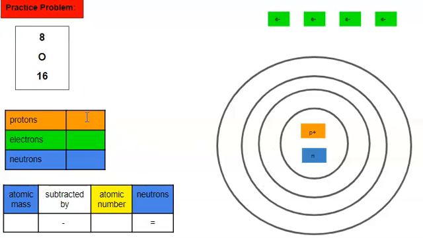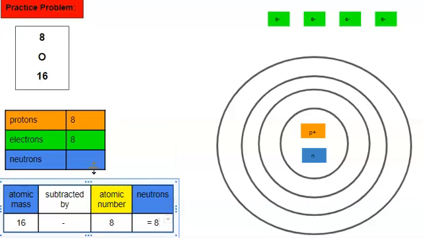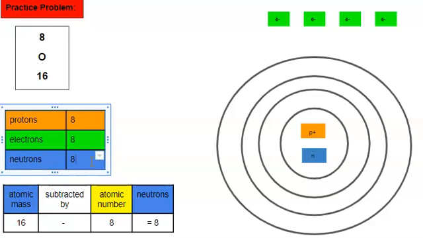So our first problem is oxygen. Oxygen, as we look at the atom, has 8 protons. We know because that's what the atomic number tells us. Protons equal electrons here, so that's also 8. To find our neutrons, we take our atomic mass of 16. We minus it by the atomic number of 8. And that gives us 8 neutrons. So I can put that in our neutron box.